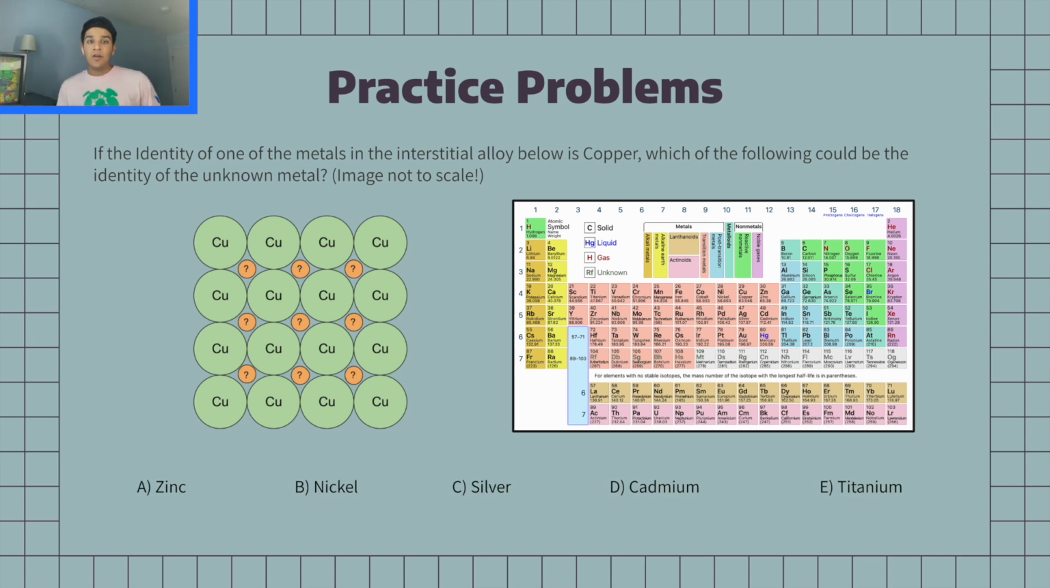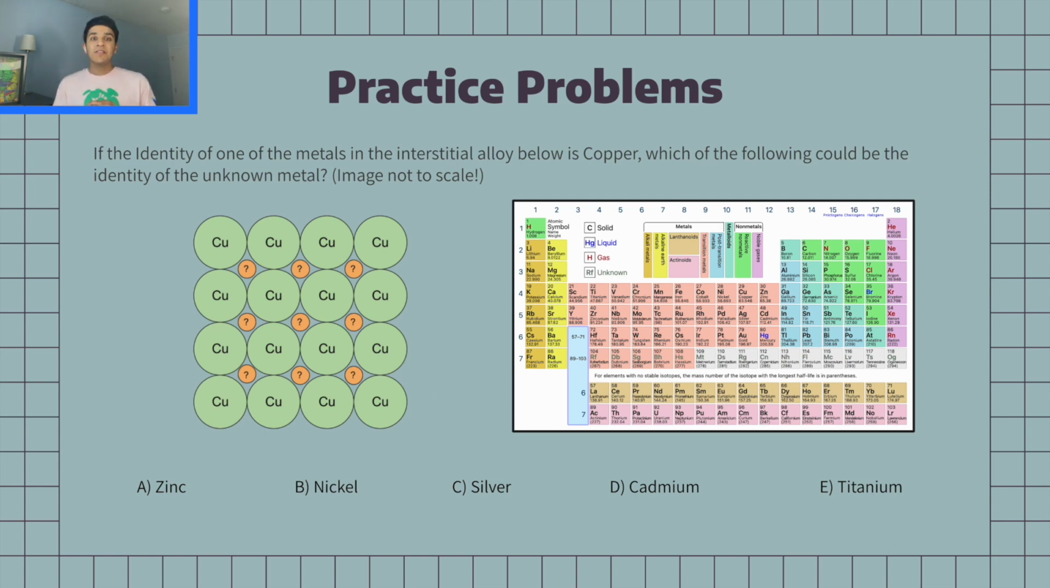One thing I would like to point out is that given the big difference in atomic radii, we already know that we are looking at an interstitial alloy, right? So a good tip I have for you guys is to find out which of the following metals at the bottom have an atomic radius that's really small in comparison to copper, and that is most likely going to be the right answer.